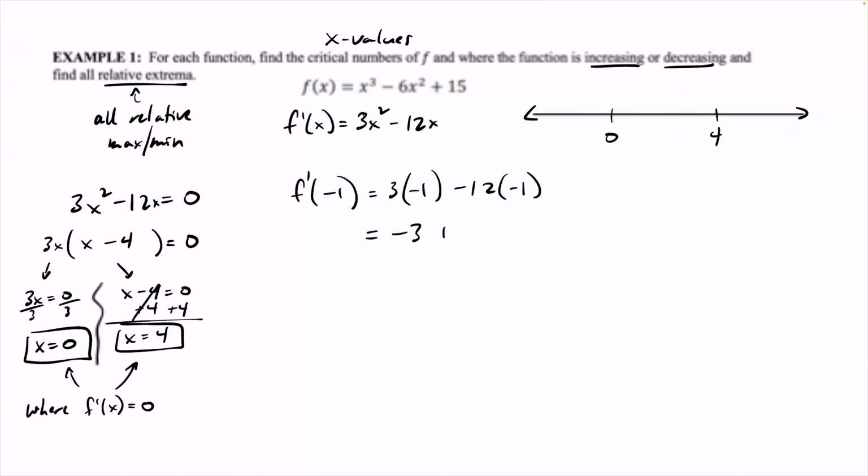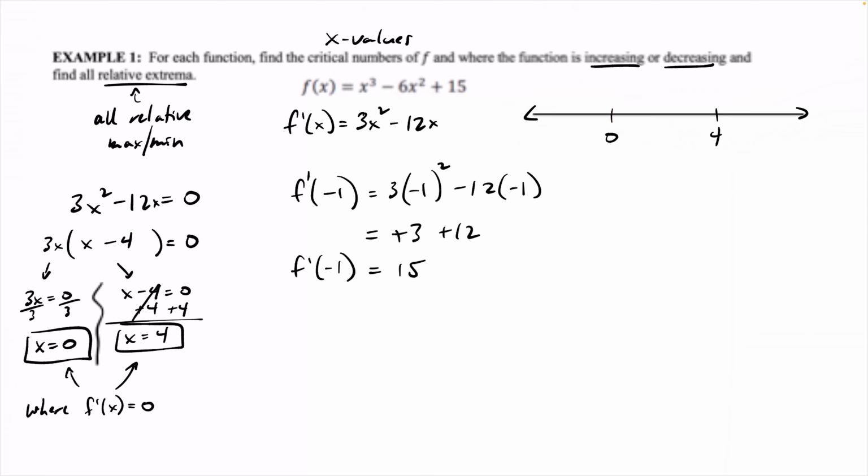So -3 plus 12 equals +9. So that means the slope at -1, when x was -1, the slope was 9. So was it increasing or decreasing? Did I do something wrong? Oh, squared. I forgot the squared part. So that would be +3, 15, yeah. Okay, so let me ask that question again. Is it increasing or decreasing at -1?